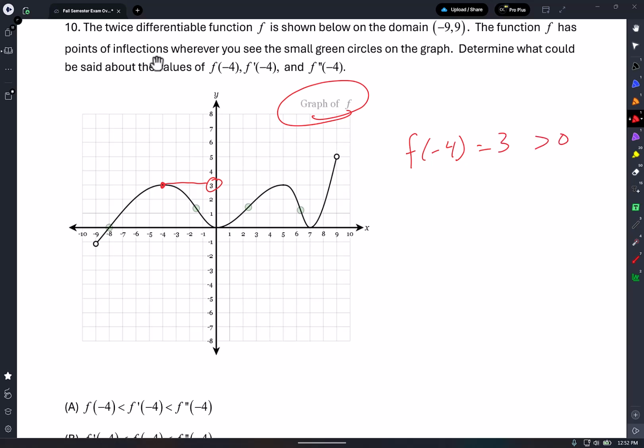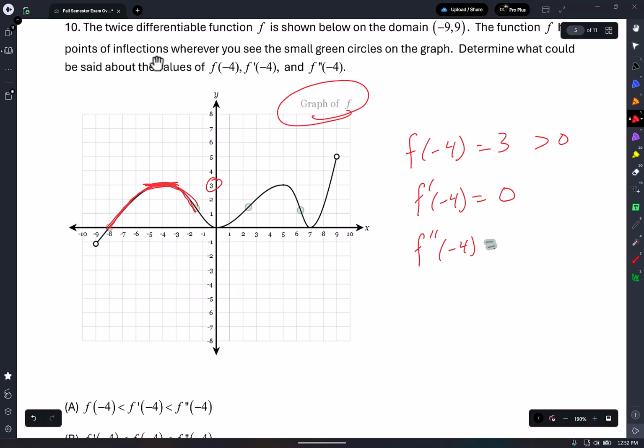I'm going to write f of -4 is simply 3, which is a positive number. So far, so good. And then f prime of -4, I notice I have a horizontal tangent there. So f prime of -4 is 0. And then if I take another derivative, f double prime of -4, that tells you the concavity. I don't know the number, but I know that f is concave down. Because f is concave down, my second derivative has to be negative, so I'm just going to write less than 0.